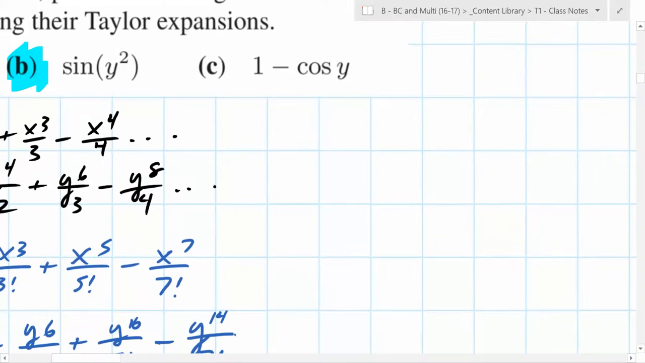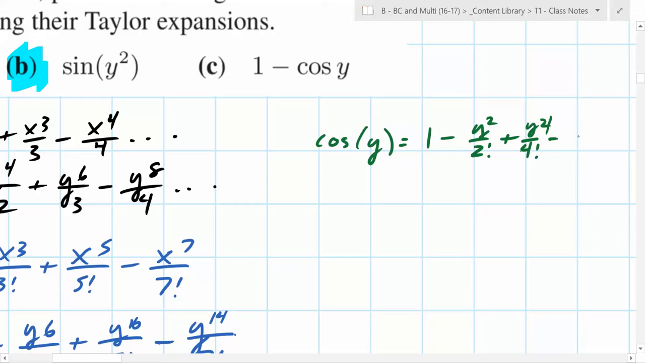What's the best way to write this one? Well, what's cosine of y equal to? 1 minus y squared over 2 factorial, plus y to the 4th over 4 factorial, minus y to the 6th over 6 factorial. It goes on like that for a while, right?